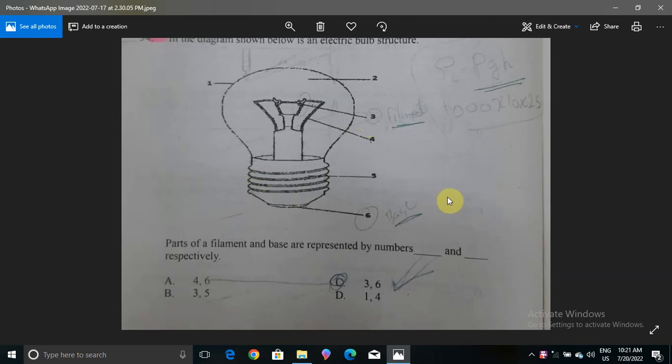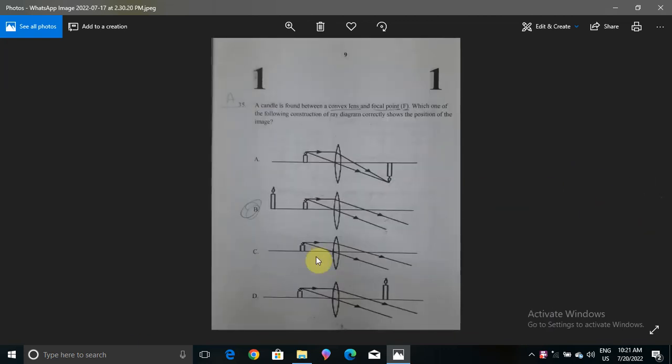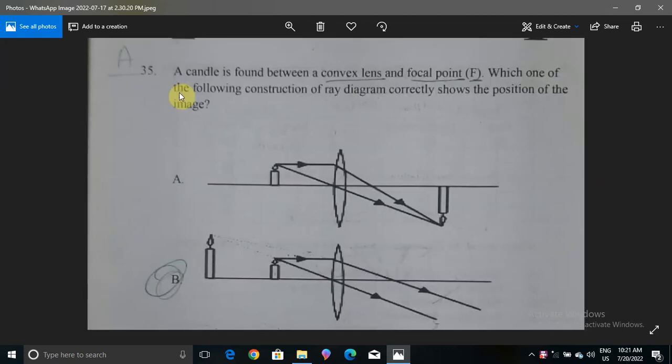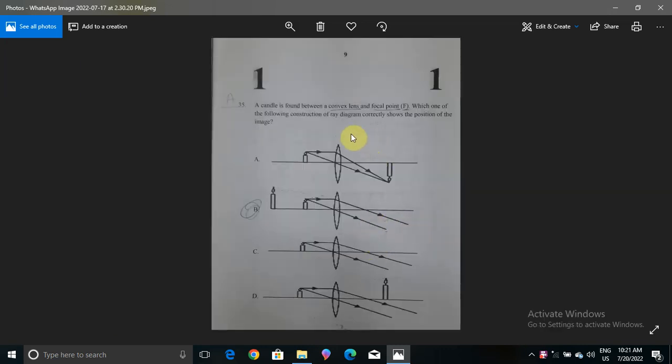Now question number 35. A candle is found between a convex lens and focal point F. Which one of the following constructions of ray diagram correctly shows the position of the image? Convex lens and focal point. So the correct answer will be choice B.